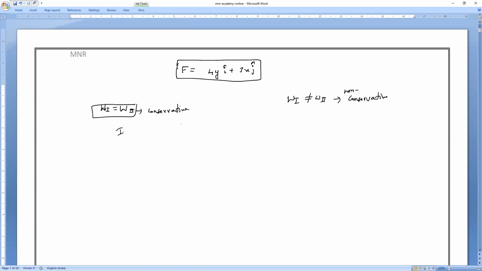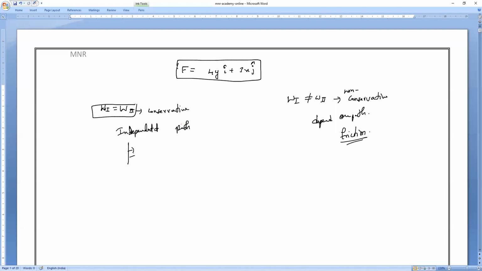Non-conservative depends on path, and conservative is independent of path. Here I have made only one example for a non-conservative force: the frictional force.